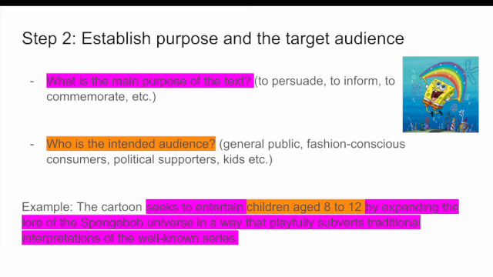Next, let's look at the second part. So we briefly stated what the purpose is. Now we have to establish it further and expand upon it. So what is the main purpose of the text is the first question you should ask yourself, and who is the intended audience is the second question you should ask yourself. So let's look at the example here. The cartoon seeks to entertain children aged between 8 to 12 by expanding the lore of the SpongeBob universe in a way that playfully subverts traditional interpretations of the well-known series. Okay, so we're looking at the main purpose of the text.